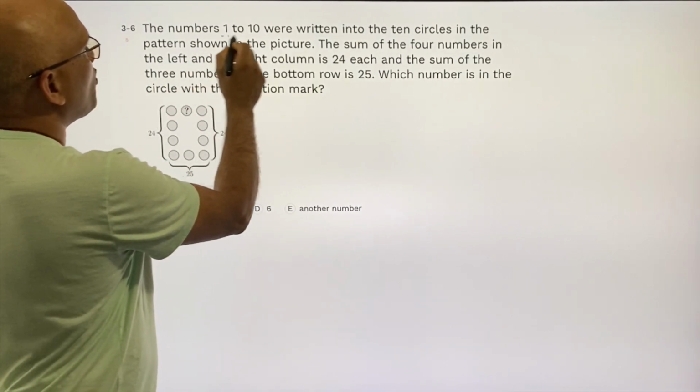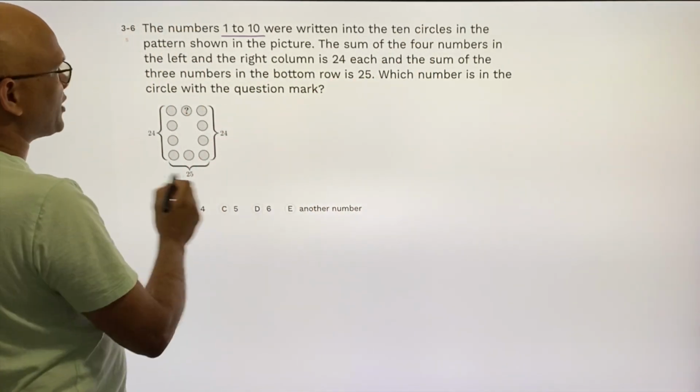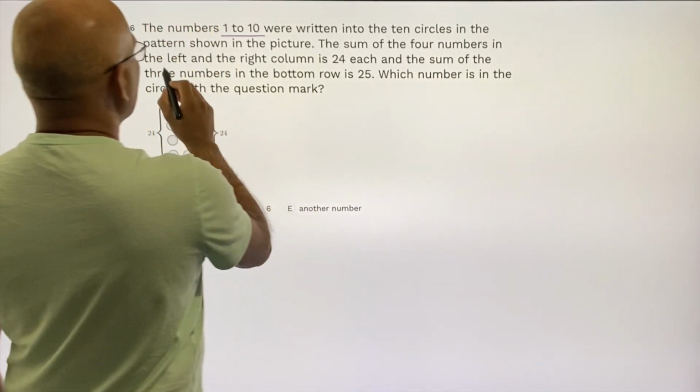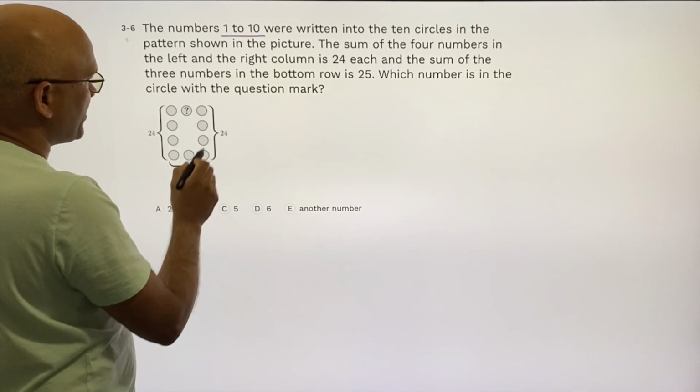The numbers 1 to 10 were written into the 10 circles in the pattern shown in the picture. So this is the picture. The sum of the 4 numbers in the left and the right column is 24. The sum of these 4 is 24. This sum is 24.